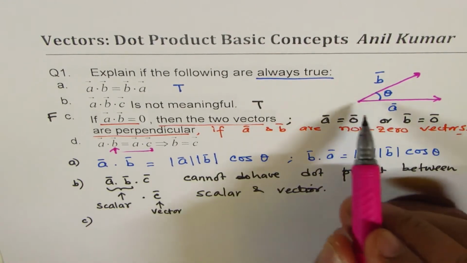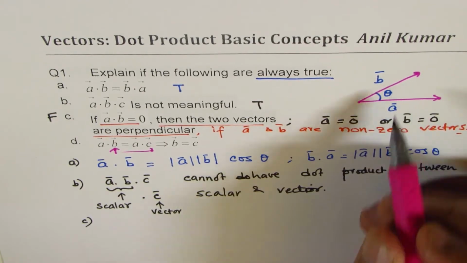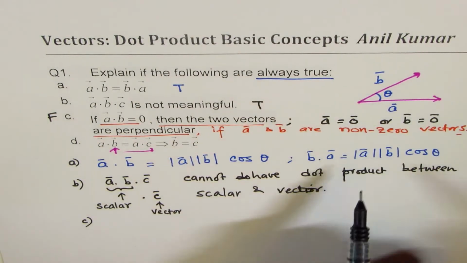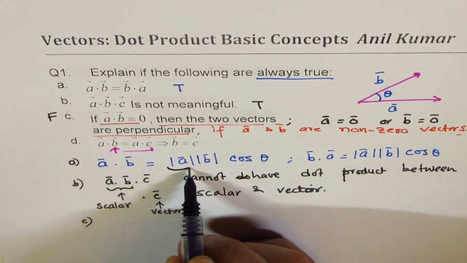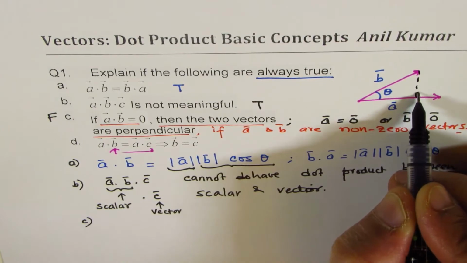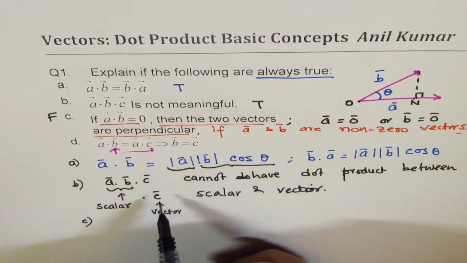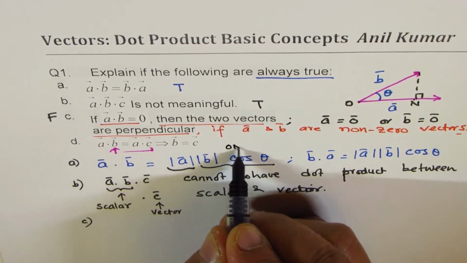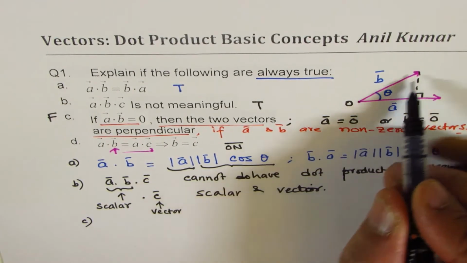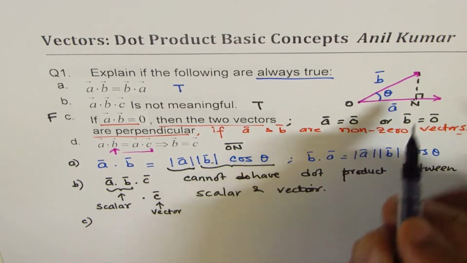Let us say we have A and B vectors here. What is A dot B? Geometrically, I could represent A dot B as A times B cos theta, correct? Now, if I drop a perpendicular here, and let's say this point is O and this point is N, then what is ON? ON is B cos theta. Do you see that? So the projection of this vector on A is B cos theta, correct? So that is the projection.